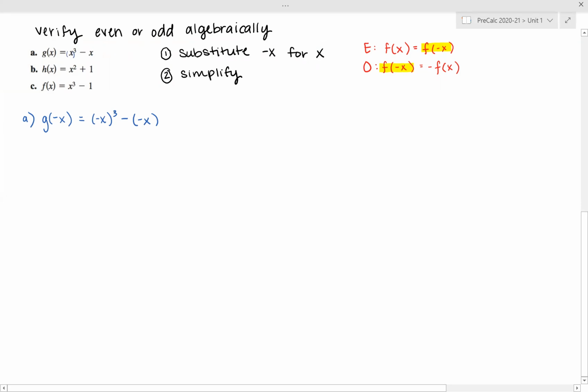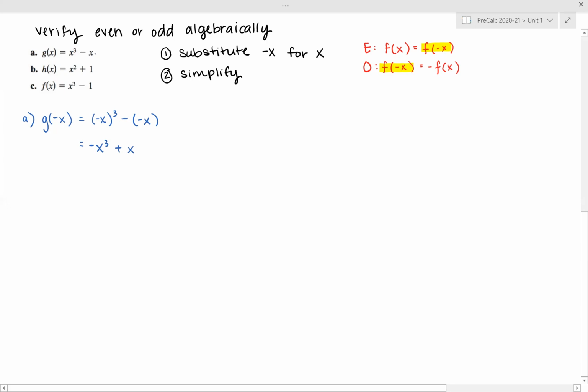Now if I take a negative and I cube it, I'm always going to get a negative answer. Negative 2 times negative 2 times negative 2 is going to give me a negative. Negative 1 times negative 1 times negative 1 will give me a negative. So I can simplify that to just negative x cubed, minus negative x. Subtracting a negative is going to give me a positive, so I get plus x.